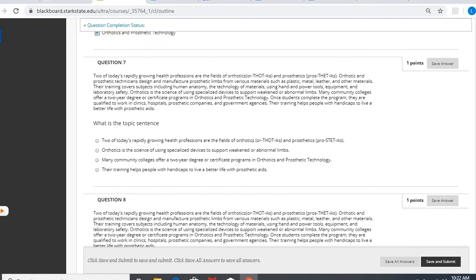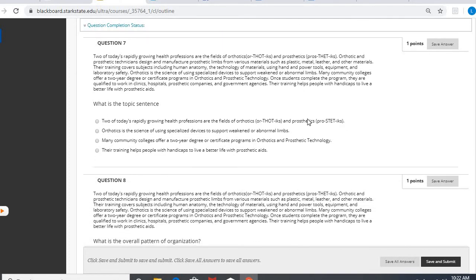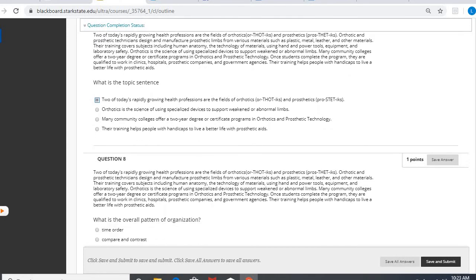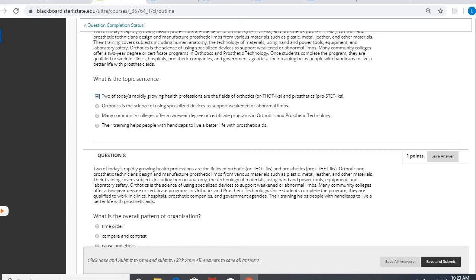So using that same paragraph for question 7, what is the topic sentence? It is directly stated in here. We don't really have to come up with it in our own words, and we know our topic is orthotics and prosthetics. So already we can eliminate the second and the fourth choices because they don't mention both, but the first one is our most general. It happens to be the first sentence of the paragraph, but it introduces what the entire paragraph is going to be about. These are 2 fields in healthcare called orthotics and prosthetics.